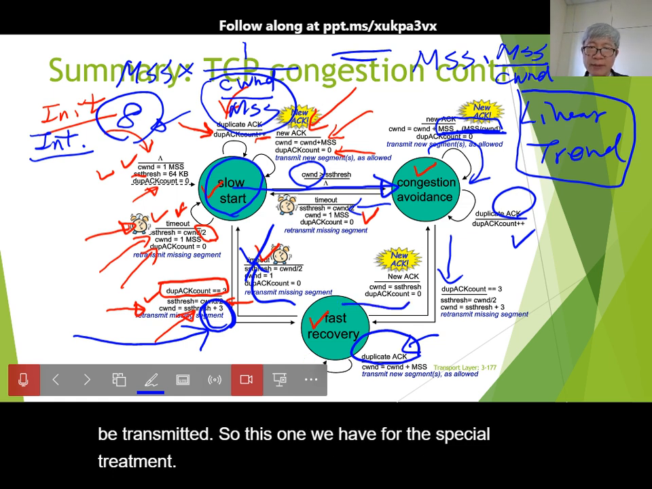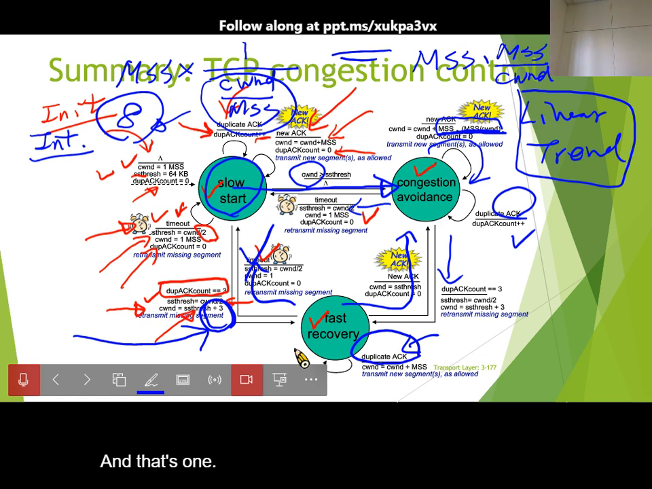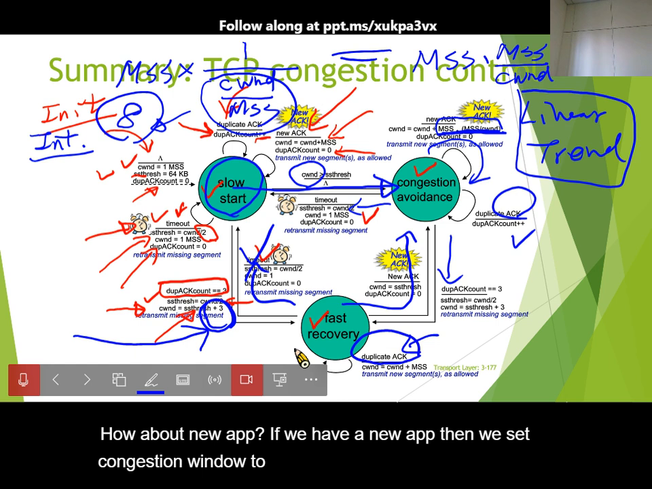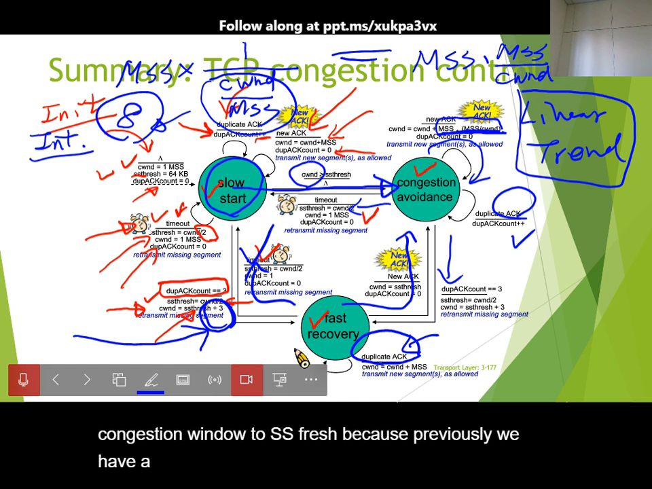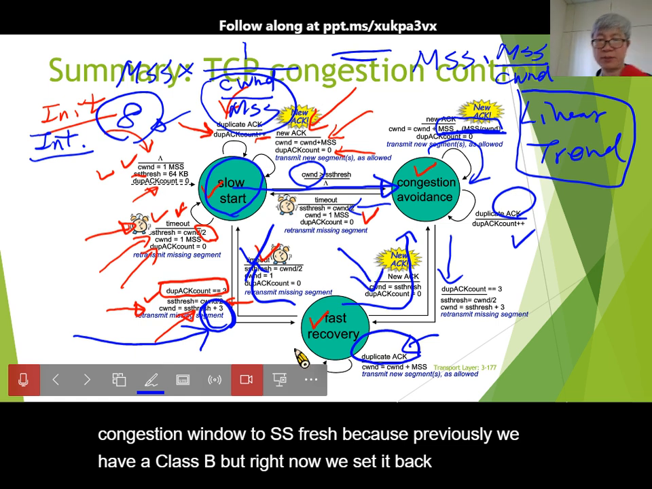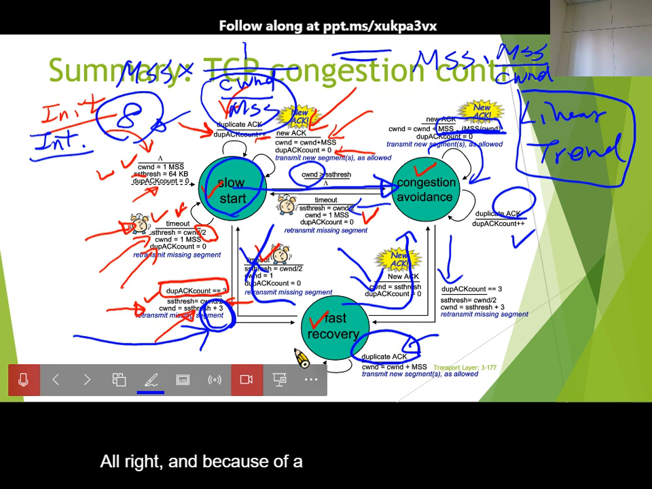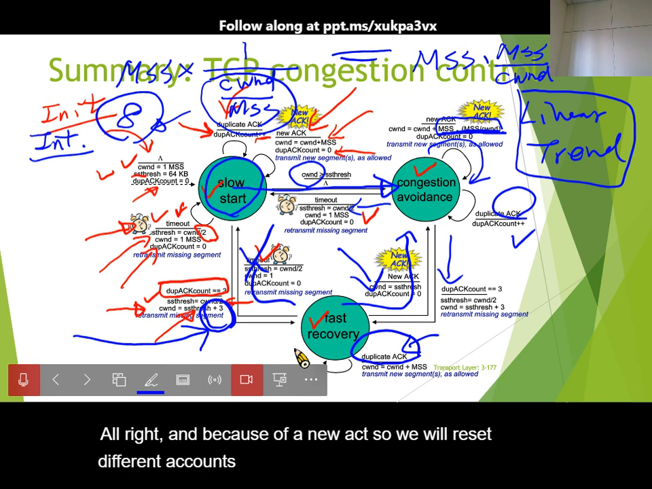And next one, how about new ACK? If we have a new ACK, then we set the congestion window to SSTHRESH, because previously we had a +3, but right now we set it back to SSTHRESH. All right, and because of a new ACK, we will reset the duplicate ACK count to 0. All right, so for fast recovery, is it okay?